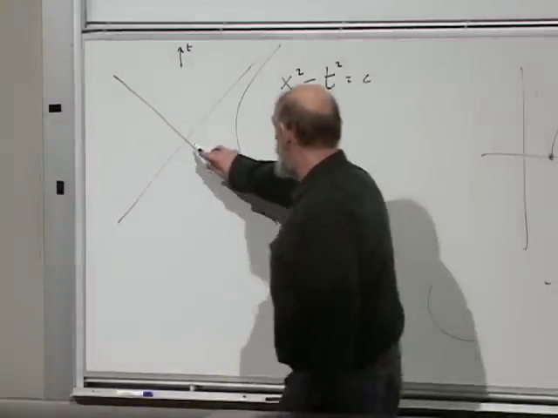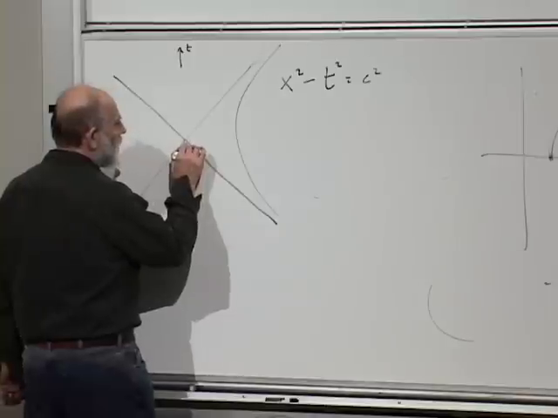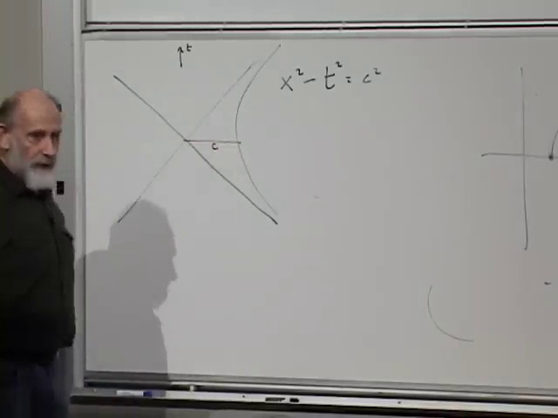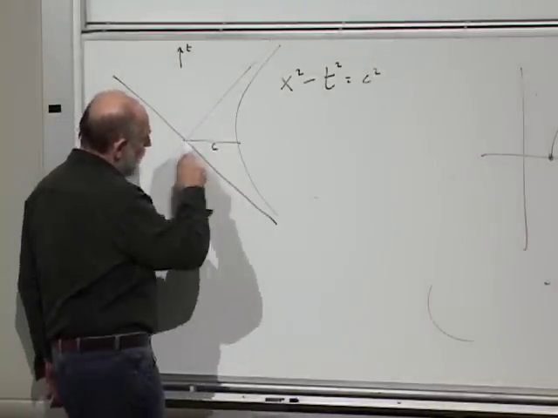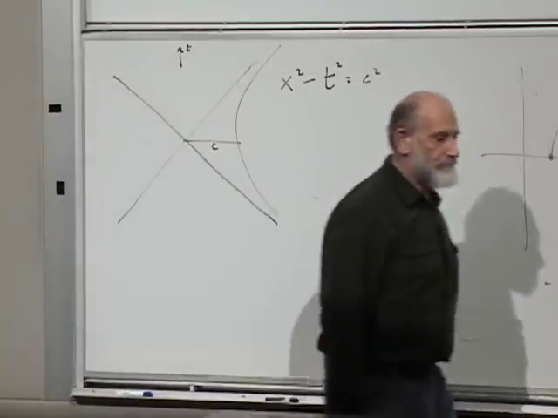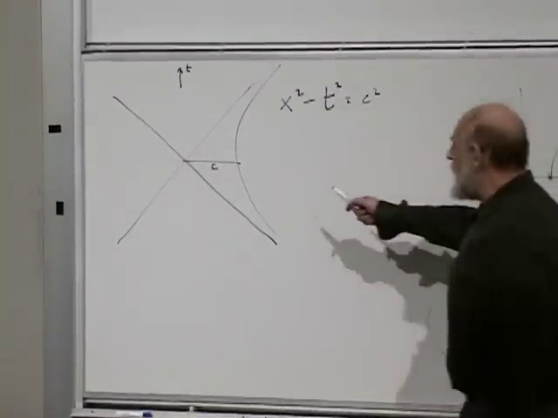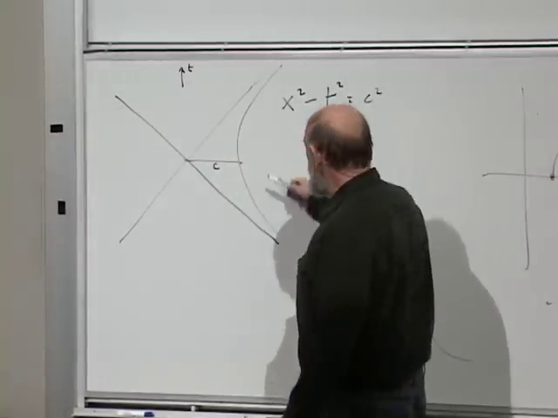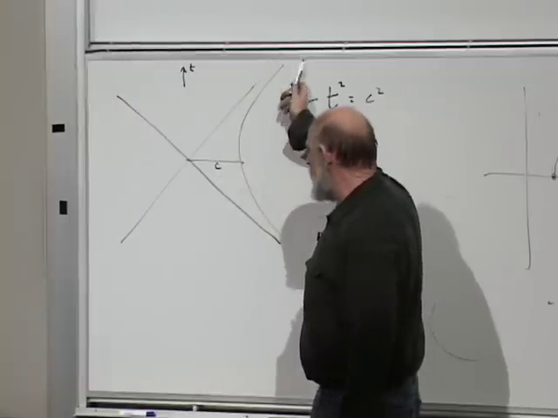And it's a hyperbola of radius, let's call it c squared. It's a hyperbola of radius c. In other words, the distance from the origin here at closest approach, this is at closest approach, the distance of the hyperbola is c. Now, a hyperbola like this is Lorentz invariant. That means if you do a Lorentz transformation, the hyperbola goes into itself.